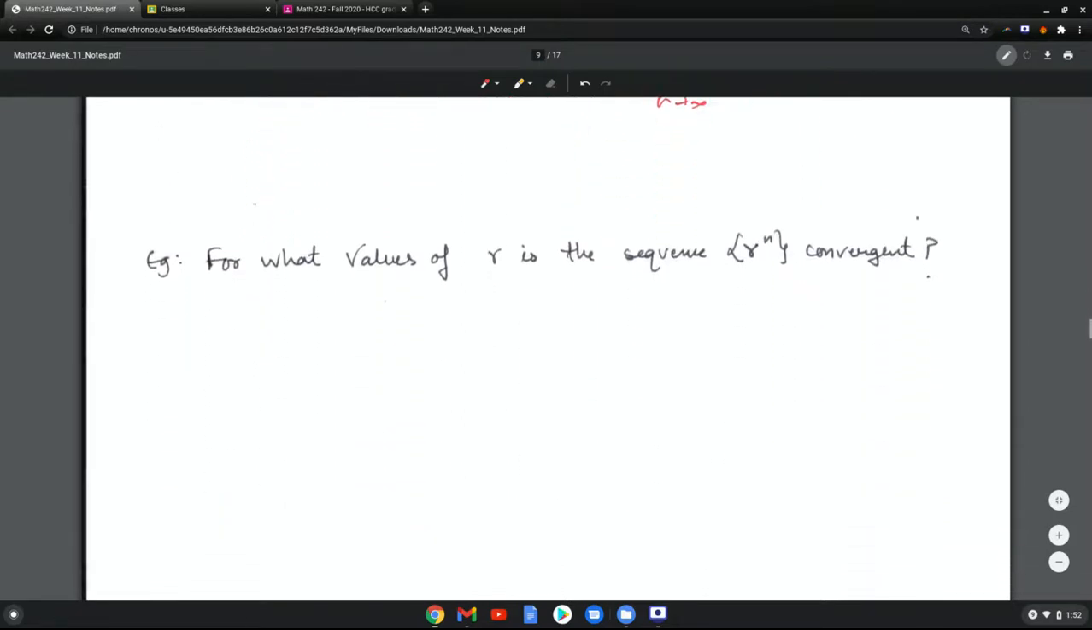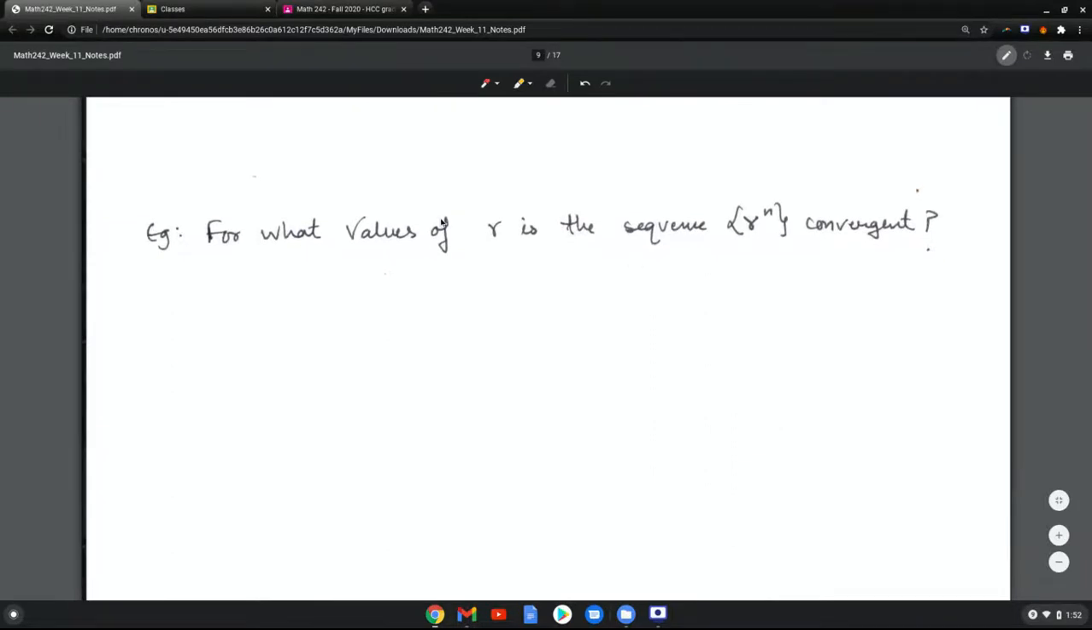For what values of r is the sequence r to the power n convergent? Remember, this is a geometric series which we're going to look at later. But in general, when does this converge or not? Well, if r is more than 1, then it definitely diverges because it becomes infinite. If r is between 0 and 1, it converges.